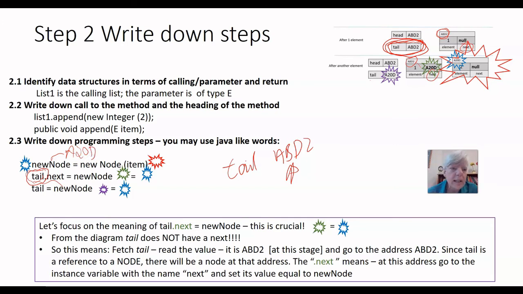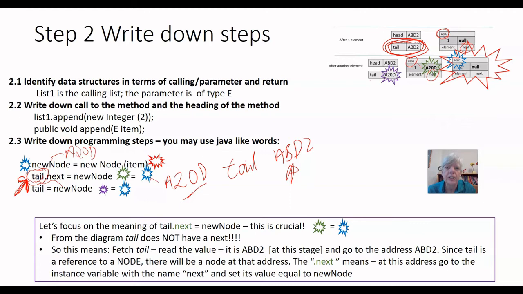Store into that value, store in there A20D. Okay, let's say that again. What does this line mean? Yeah, I know it feels so silly to go into so much detail, but it saves you later. It means tail, you know tail only is a single variable containing an address.